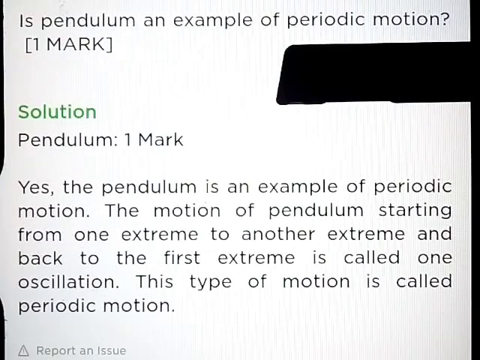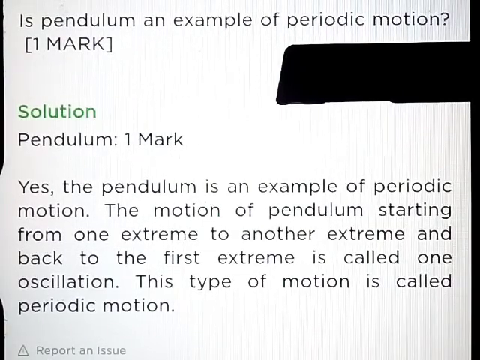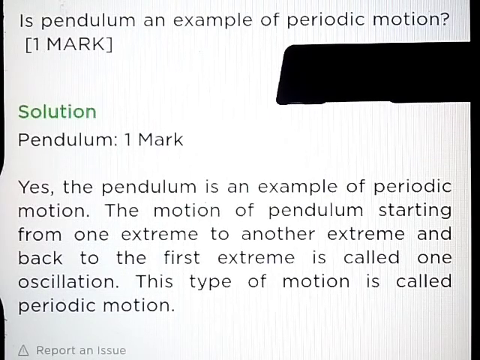Hello friends, today we are going to learn the subjective questions of chapter number 13, Motion and Time.